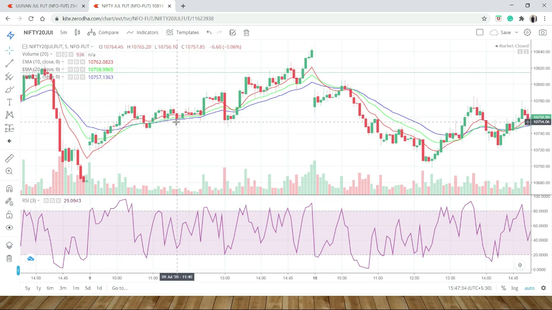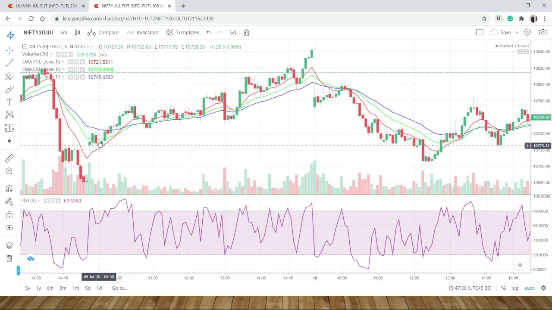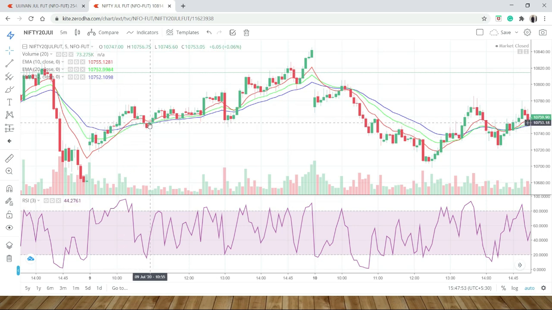Over here the three moving averages are going upward, but their pattern is not as per our setup. The order is red, green and blue from the bottom, but for the setup the red must be above, then green and then blue. So over here you can see the pattern changing.